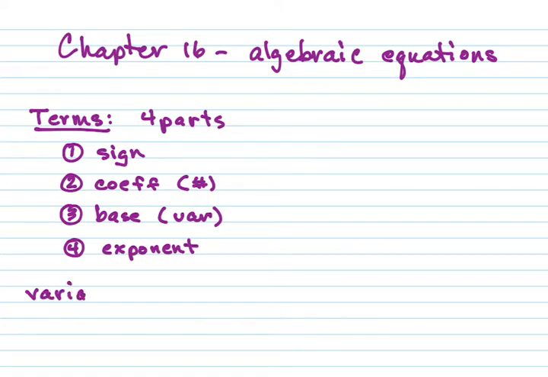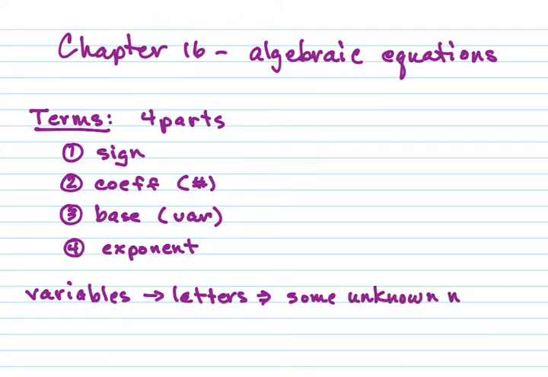Remember that the variables are simply those letters, and they mean some unknown number. Or you can think of it as what number. It doesn't really matter how you think of it, but what you know is that letter represents some number. We just don't know what it is, right?